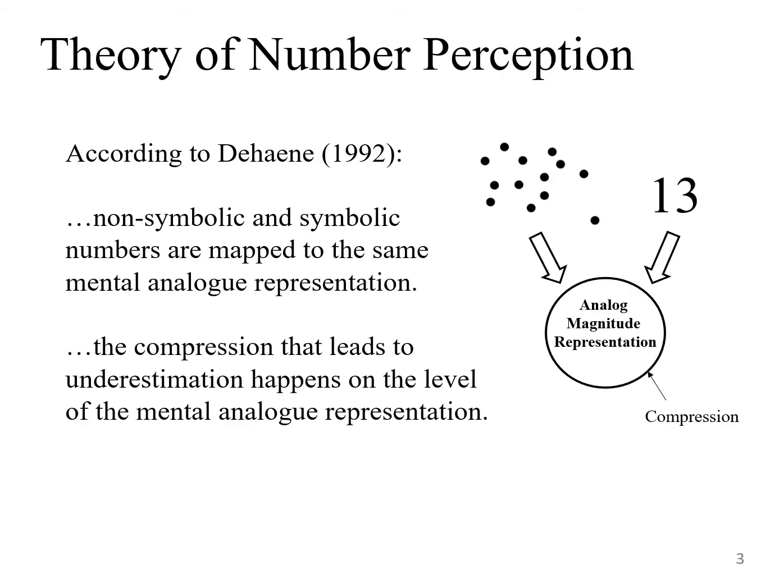It is assumed that non-symbolic and symbolic numbers are mapped to the same mental analog representation. This is how number perception works according to Dehaene. Magnitude estimation is supposed to happen on this mental analog representation. And the compression, which leads to underestimation, is also supposed to happen on the level of the mental analog representation. This can explain why there is compression in both non-symbolic and symbolic magnitude estimation. However, there are two problems with this.